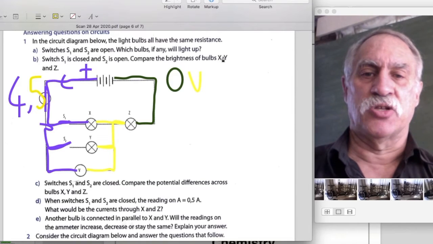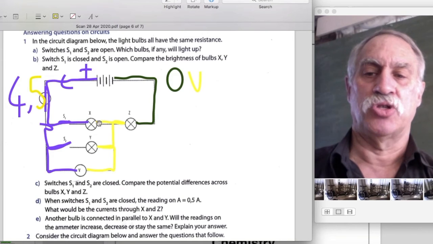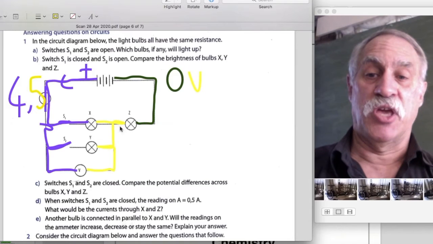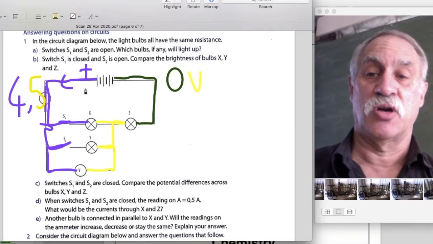Compare the brightness of bulbs X, Y, and Z. Now, this is the only place where we have a closed circuit. So do you think those can glow? Yes, they can glow. They have equal resistance. So are they going to glow equally? Yes, equal resistance. Here's the only circuit that the current can flow in.